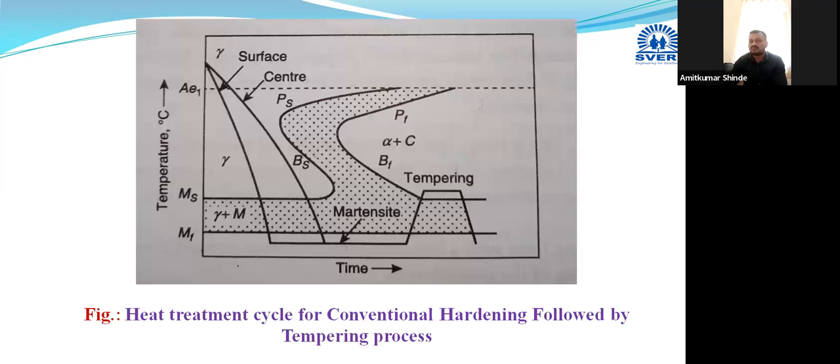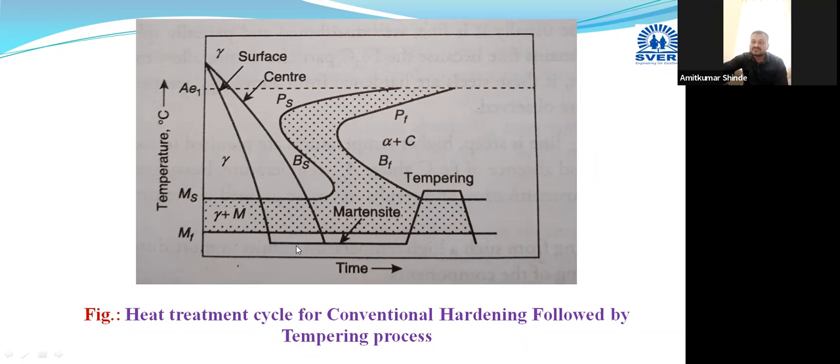This is a very important part. Suppose this is your TTT diagram, the isothermal transformation or time temperature transformation diagram. Then the critical cooling rate will just touch the nose of the diagram. Your cooling should lie in this region, like this or like this. From this higher temperature zone, rapid cooling is done to get the martensite structure. Austenite is transformed to martensite by diffusionless transformation.